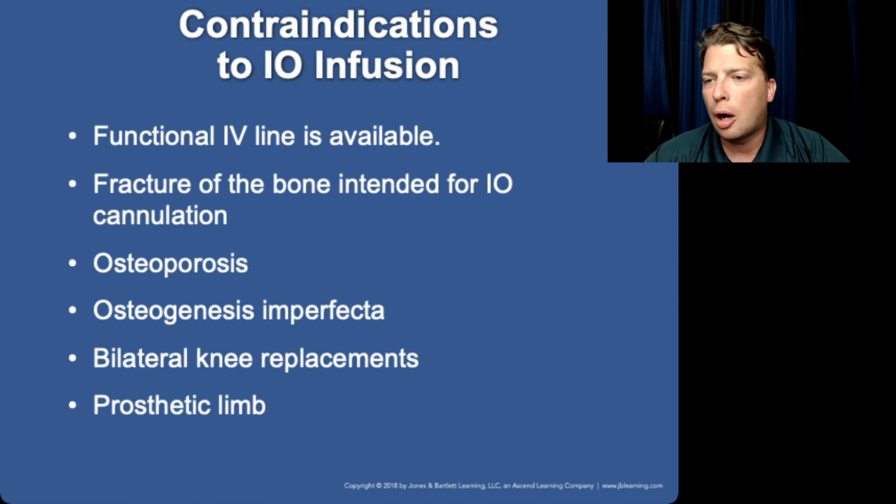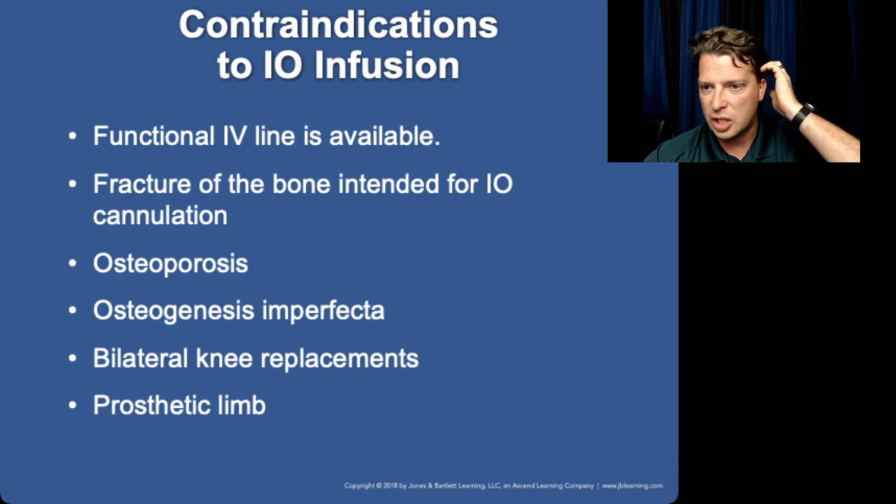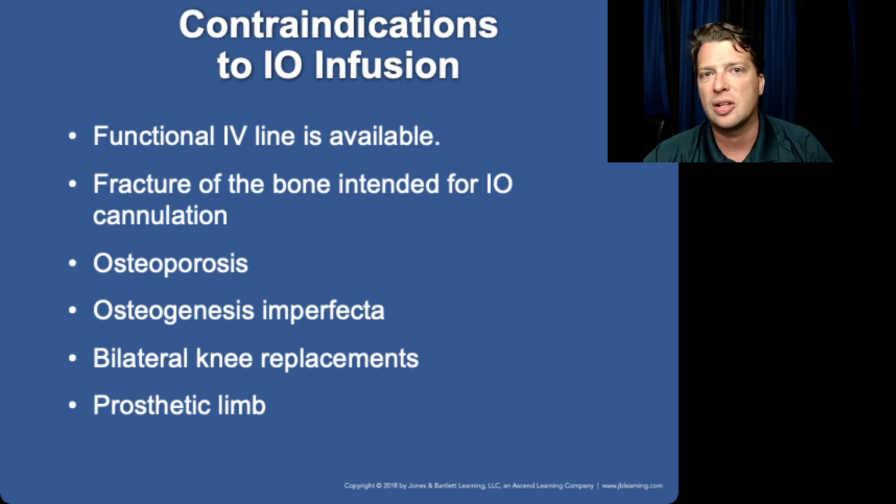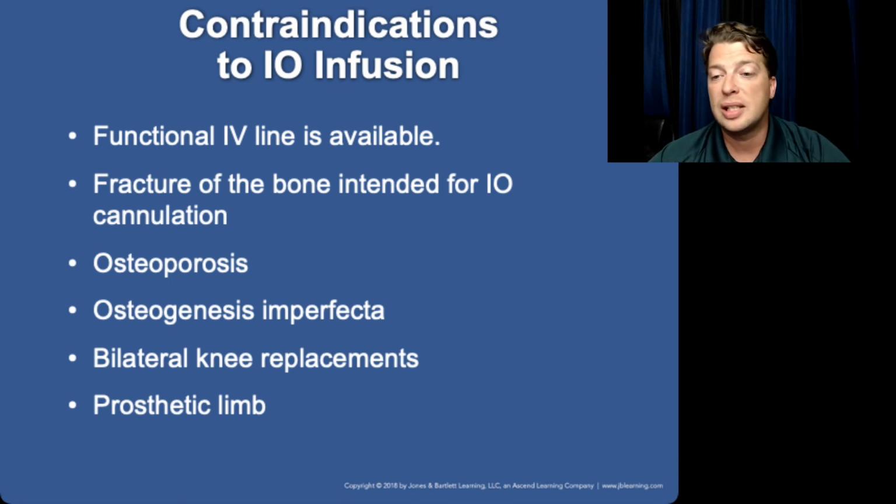So, already mentioned a lot of these. If we already have an IV, no need for the IO. If there's a bone fracture of that same bone, or osteoporosis, present in the elderly, you probably should avoid it. Osteogenesis imperfecta, this is very weak bones. We'll see this in the pediatric population. Knee replacements, the same thing. And I don't know why we need to say it, but don't start an IO in a prosthetic limb.